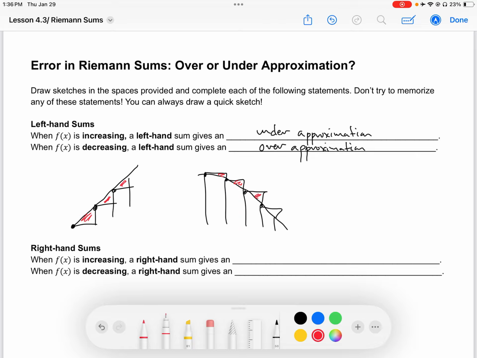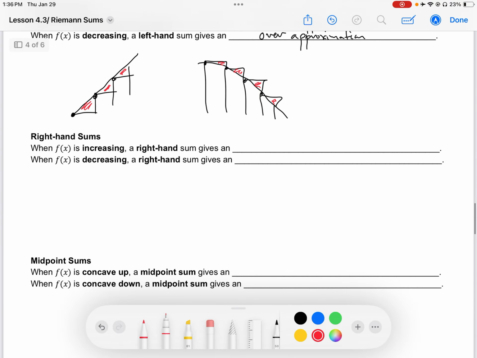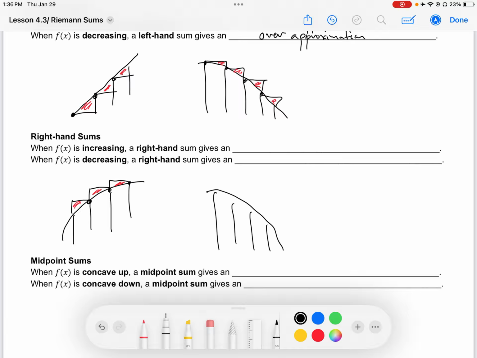Of course, if you have a right hand, the reverse is going to be true, right? If I have an increasing function like this, draw some subintervals, use the right side, now you are getting an over approximation. Whereas if you have a decreasing function and here are some subintervals and you use the right side, you are missing some area. So you're getting an under approximation. So increasing right hand is an over approximation, decreasing right hand is an under approximation.